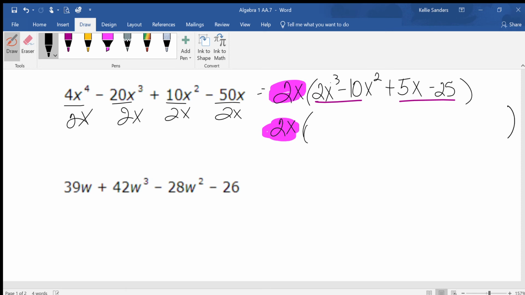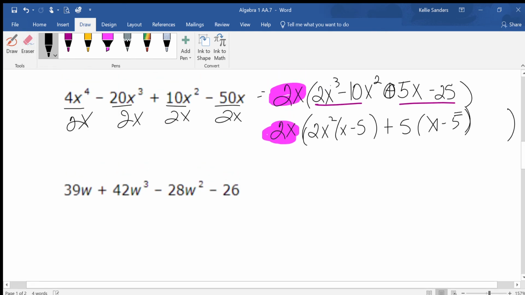And then what can be pulled out of the 2 and the 10? The 2x squared. So that means I'm dividing by 2x squared. So an x and a minus 5 is left. Then I'm going to break this one down and take out the bottom. And what's left? x plus 5. So there's a parentheses way too big.